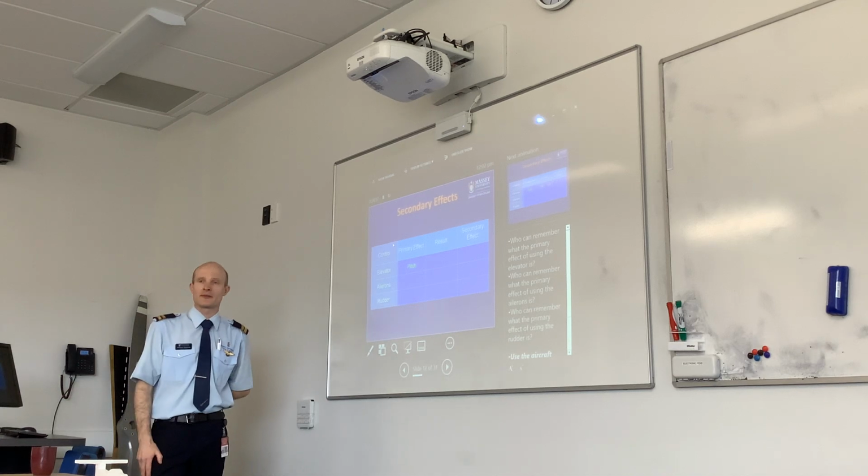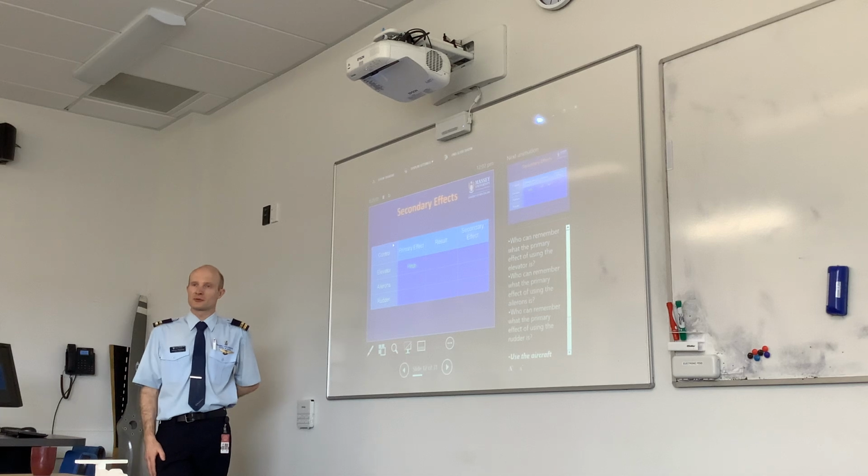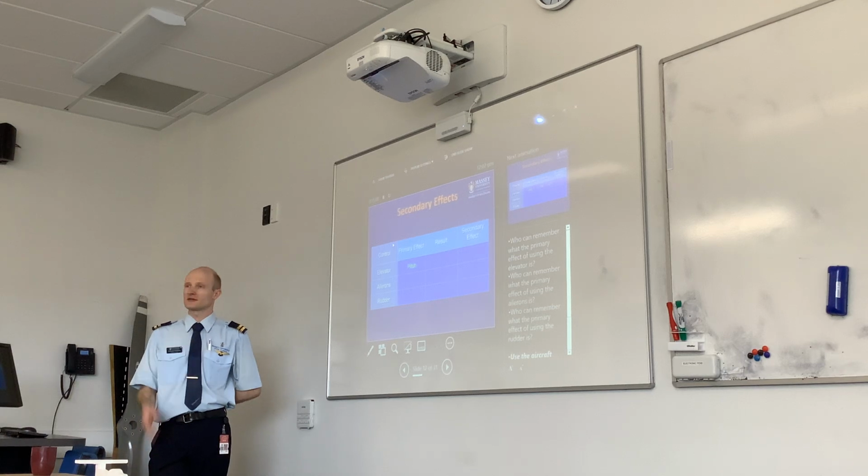Now, the same thing happens in an aeroplane. If you pitch the nose up, the aeroplane will start to climb and the airspeed will start to reduce if we don't do anything. It's the opposite, obviously, downhill. So talk through that process.